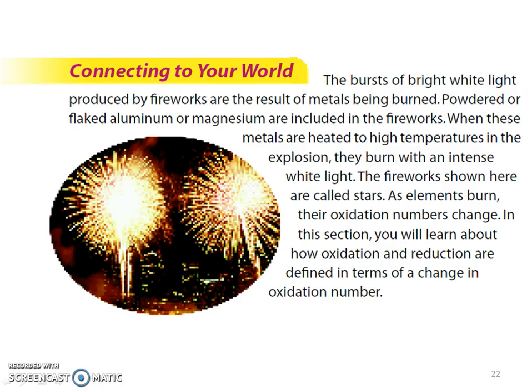The bursts of bright white light produced by fireworks are the result of metals being burned. Powdered or flaked aluminum or magnesium are included in the fireworks. When these metals are heated to high temperatures in the explosion, they burn with an intense white light. The fireworks shown here are called stars. As elements burn, their oxidation numbers change. In this section, you will learn about how oxidation and reduction are defined in terms of a change in oxidation number.